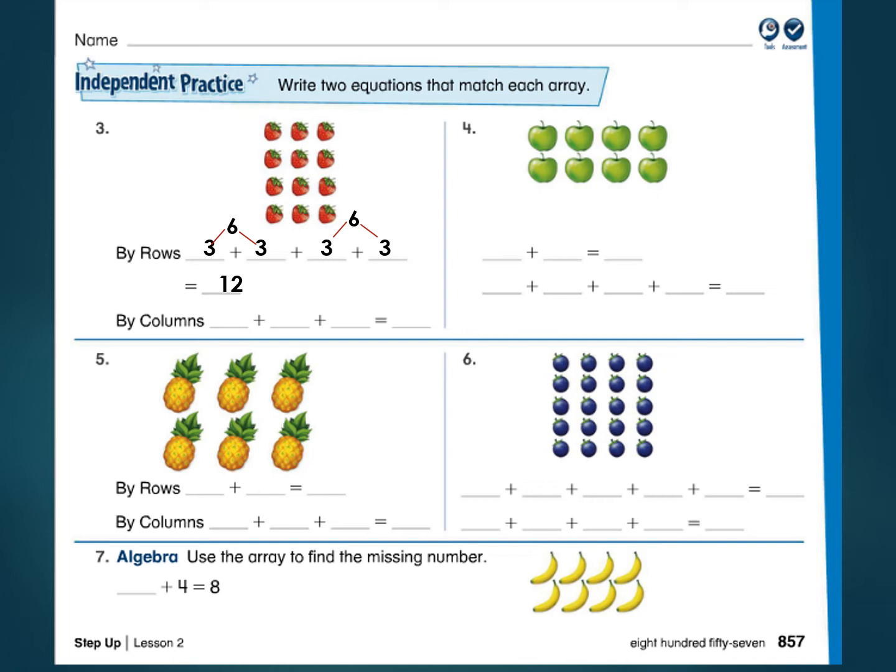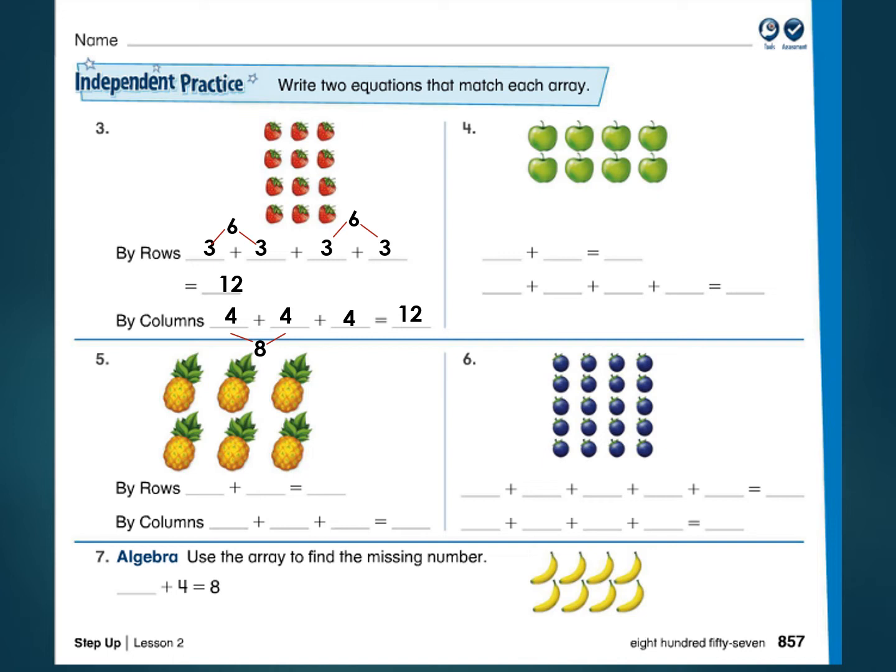And let's solve it by columns now. How many columns are there? 3 columns. Each column has 4 strawberries. So we add 4 3 times. 4 plus 4 plus 4. The first 4 plus 4 is 8. 8 plus 4. Great job, it's 12.